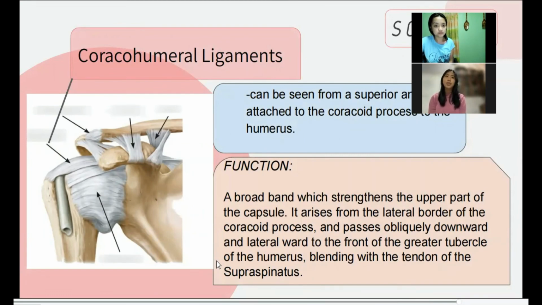Now let's proceed to the coracohumeral ligaments. So this is located in the inferior surface of the coracoid process, and its central portion is thicker than its peripheral. This ligament plays a significant role as it supports the majority of the weight of your arm. This ligament is responsible for preventing or limiting further movement as it reaches its certain stretch point.